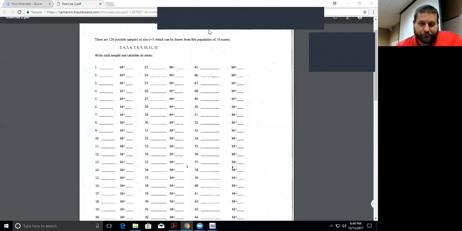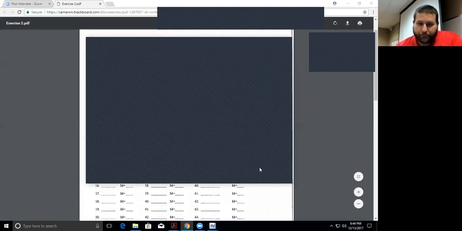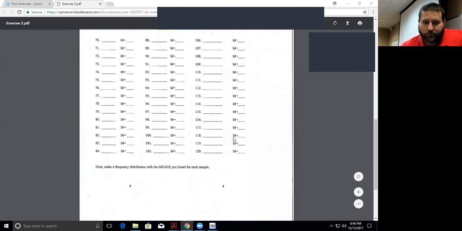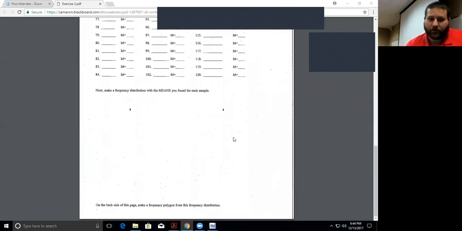Okay, so let me just make sure we're sharing that. Yep, okay. So after you've done all these means, they go on to the second page. Then it says, next, make a frequency distribution of the means you found for each sample. And the only difference between what we've done, frequency distribution for exam 1 and the frequency distribution they want here, is that we're going to record, instead of X's, X bars, which are means.